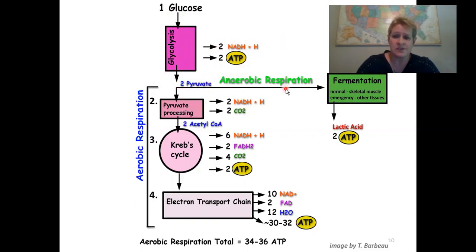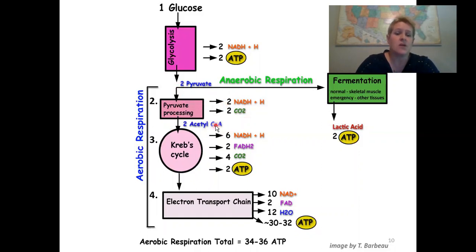Pyruvate, if there's no oxygen, goes through fermentation or anaerobic respiration to make a little bit of ATP, not enough to keep your cells happy, and lactic acid as a byproduct, and that usually is a sign that bad things are coming. Now, if oxygen is present, pyruvate enters pyruvate processing. It makes 2-acetyl-CoA as a main product in bright blue. Off to the side are side products, more NADHs, and some CO2.